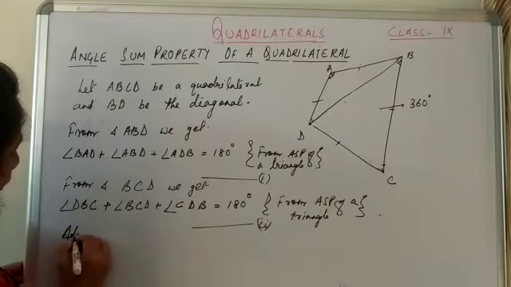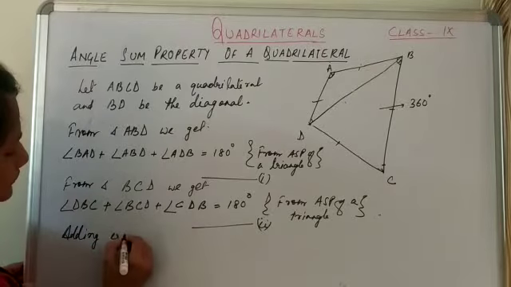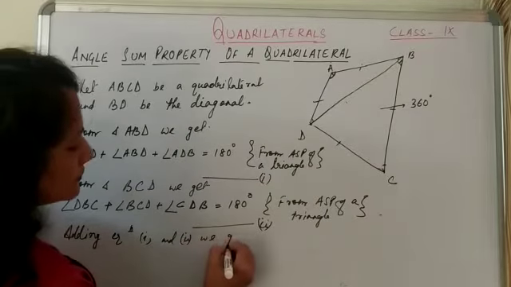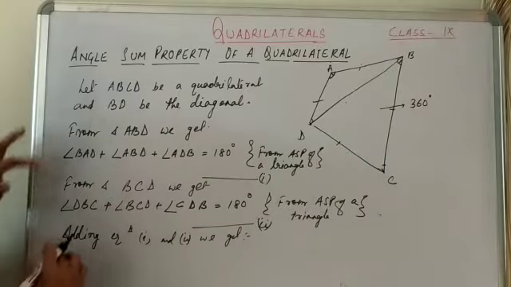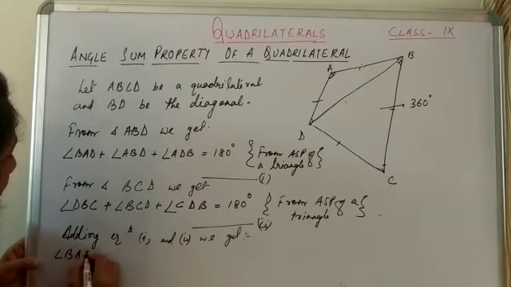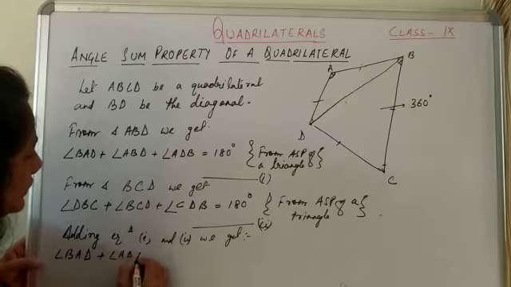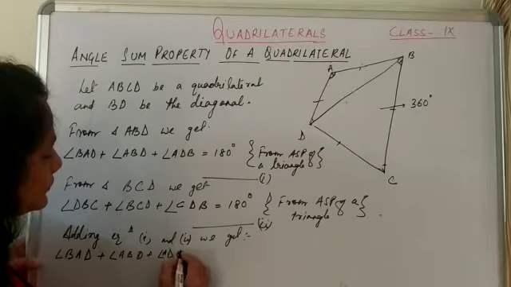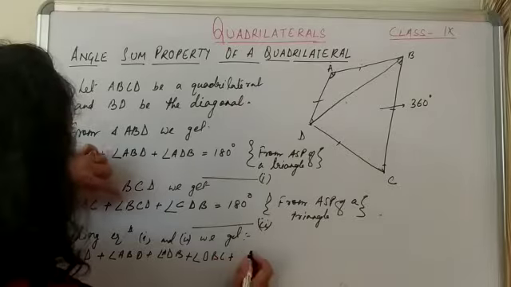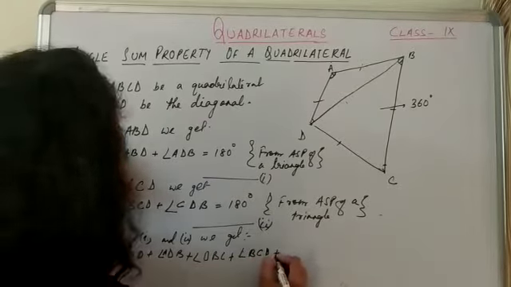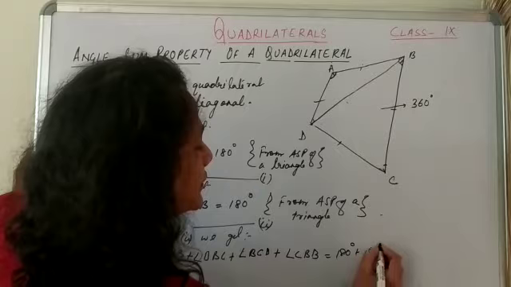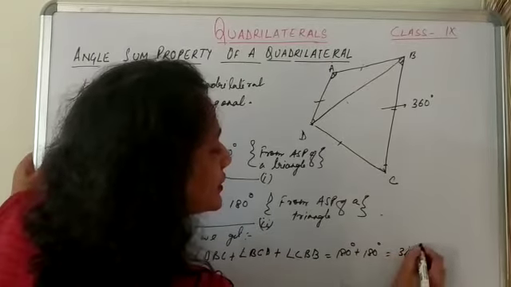Now adding equations 1 and 2, we add the left-hand sides together and then the right-hand sides together. So we'll write them combined: BAD plus ABD plus ADB plus DBC plus BCD plus CDB is 180 degrees plus 180 degrees. What do we get? This is 360 degrees.